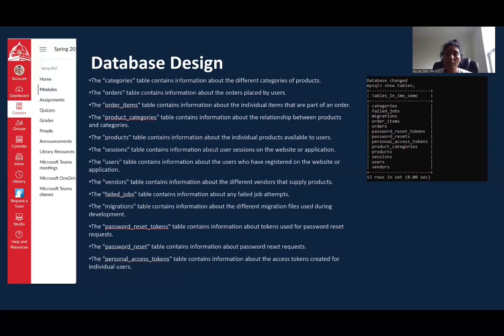The password reset tokens table contains information about tokens used for password reset requests, and the password reset table consists of information about the password reset requests. The personal access token table is where we store the access tokens. That's how we keep the application up and running for a given time period. If a user has inactivity for a long time period, this access control token will expire.